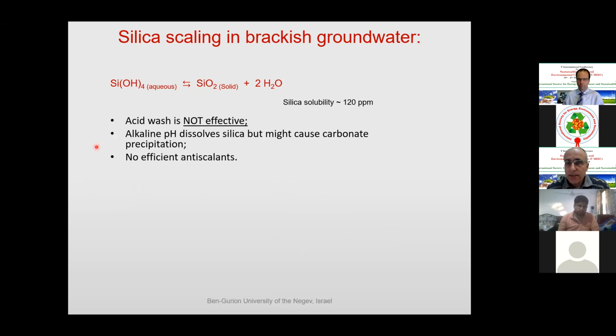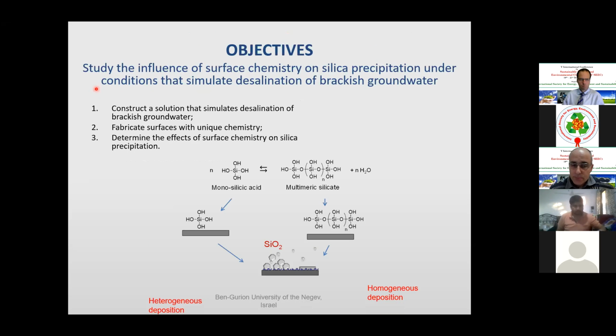So, silica scaling in brackish groundwater. Here you can see the solubility equation of silica. It has a 120 ppm solubility. The problem is that acid wash is not effective. Alkaline pH dissolves silica, but might cause carbonate precipitation, and there are no efficient anti-scalants.